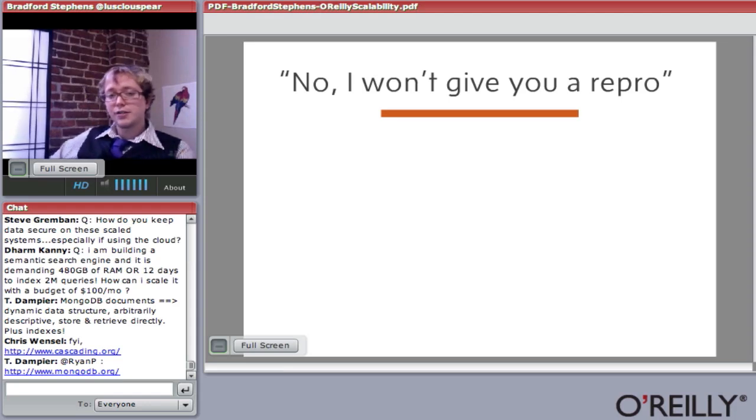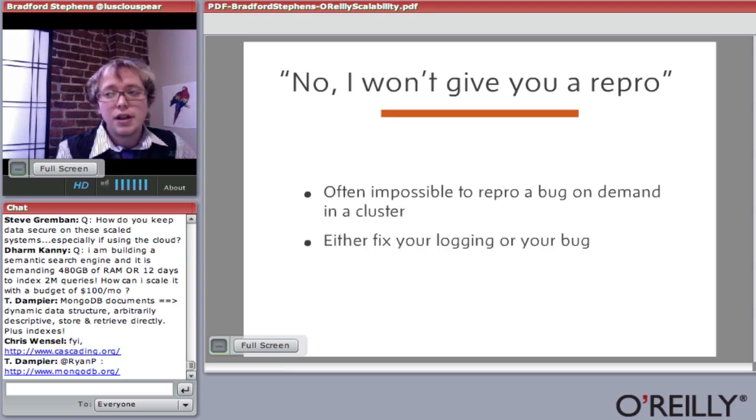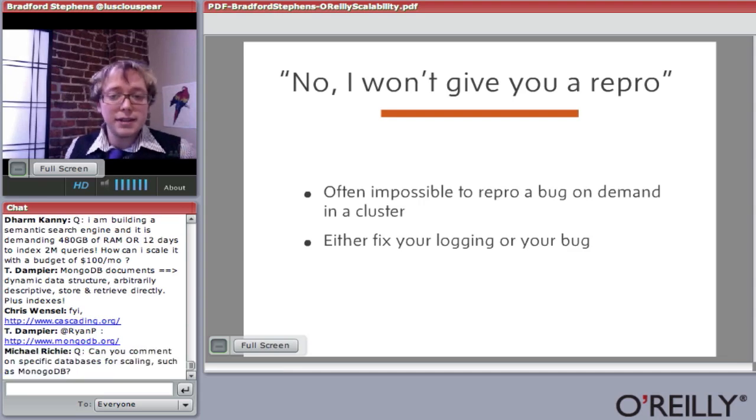And this is going to cause a little consternation, but you might hear the phrase, "No, I can't give you a repro very much." In other words, bugs can be really difficult to reproduce in these systems. If you've got 100 nodes and you've got a bug that comes up when you have 50,000 simultaneous users, you're not going to be able to reproduce that from home, unless you've built a pretty amazing test infrastructure.